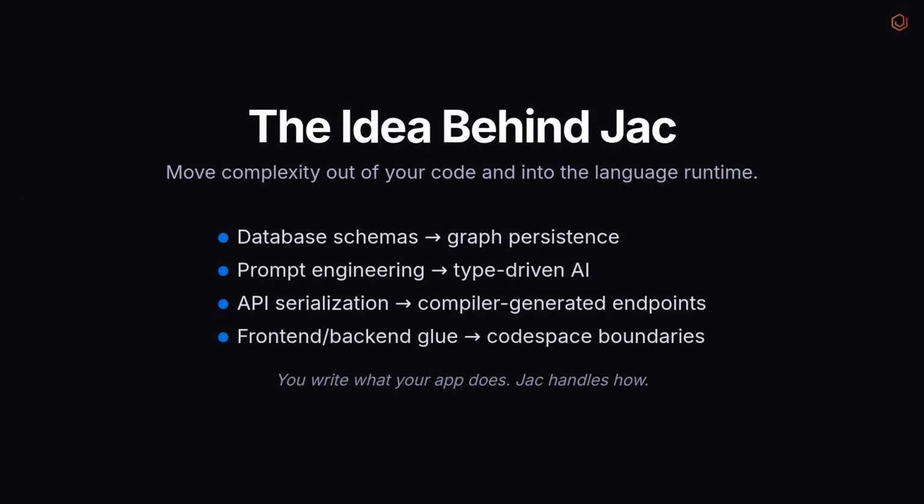So the core idea is that the complexity of databases, prompts, API layers, and front-end backend glue moves from your code into the runtime. You describe what your app does, and the Jac runtime handles the implementation details.